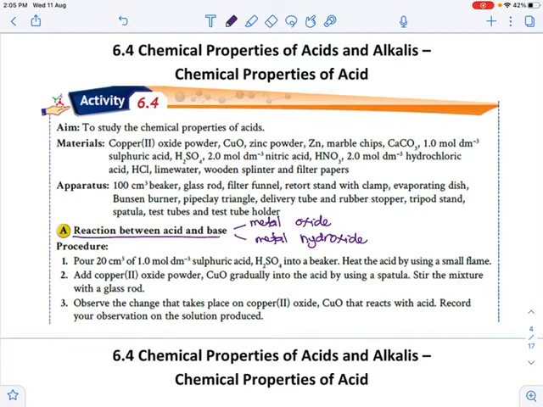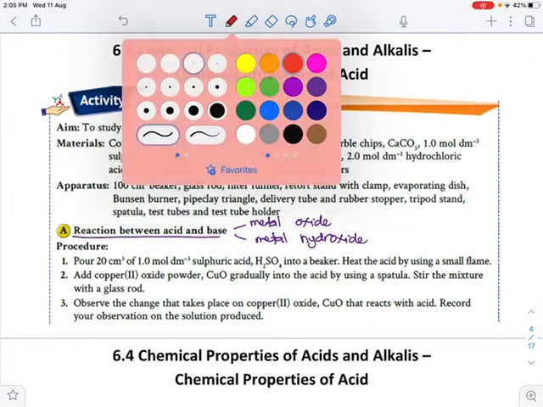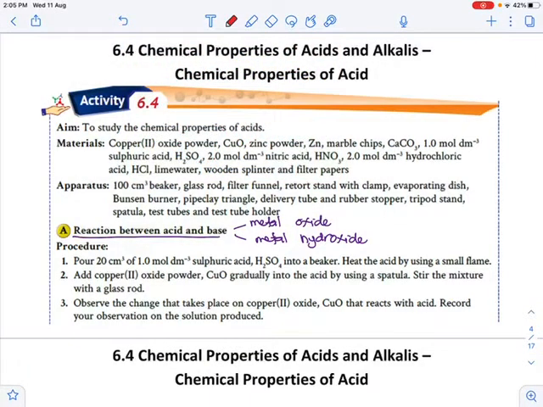Number one, pour 20 cm³ of 1.0 mol dm⁻³ sulfuric acid into a beaker. Heat the acid using a small flame. Add copper(II) oxide powder gradually into the acid using a spatula. Stir the mixture with a glass rod. The color of copper(II) oxide is black. Observe the changes that take place when copper(II) oxide reacts with acid. Record your observation on the solution produced.